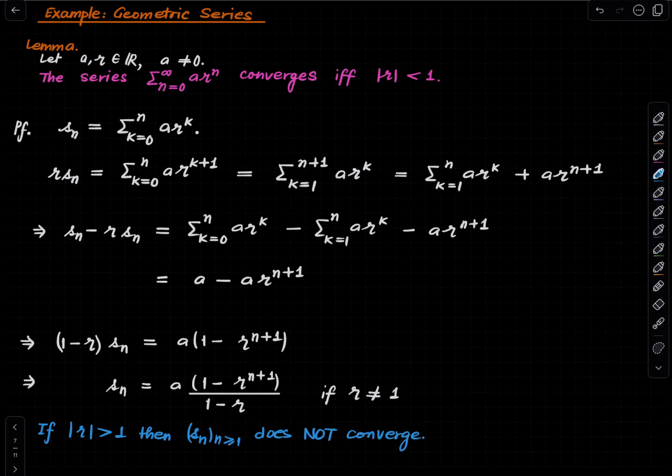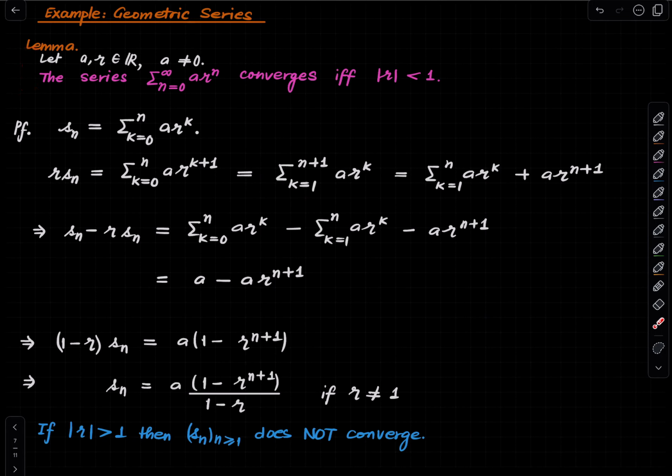What if mod r is equal to 1? If r were equal to 1, we have already argued that this thing cannot converge because a is non-zero. If r is equal to minus 1, then here is the flipping problem. As the parity of n changes from even to odd, this is flipping. So even that doesn't converge. And if mod r is less than 1, this dies down as n goes to infinity, and therefore you get a convergent thing. I'm not writing all of that. Let me just leave it here, and we have established this.